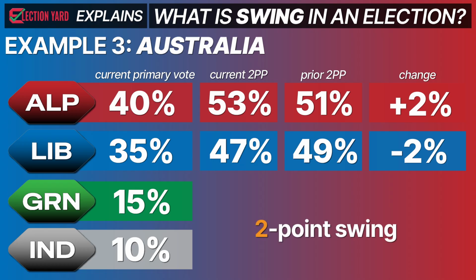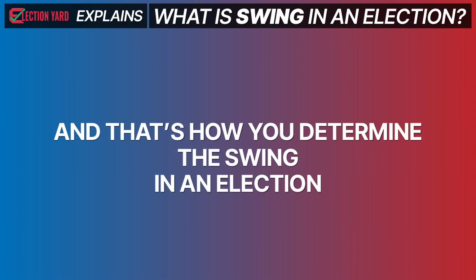Now, when it comes to swing, Election Yard prefers the British system. Been using it for a long time, and I think sometimes the American system over-exaggerates it a little. Like in the first example, calling it a 30-point swing because the margin changed by 30 points, that makes it sound worse than it actually was.